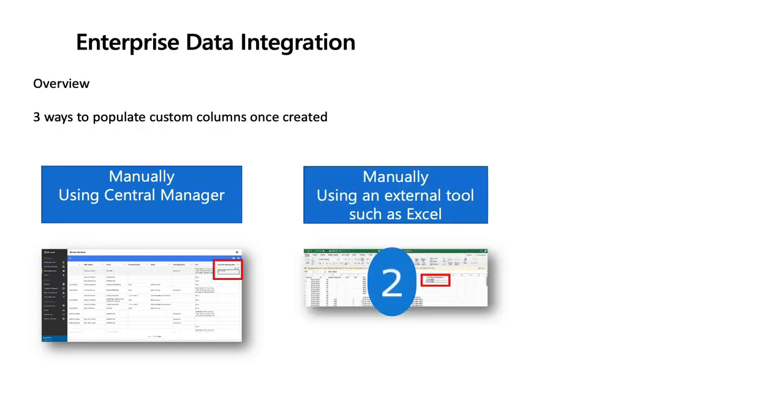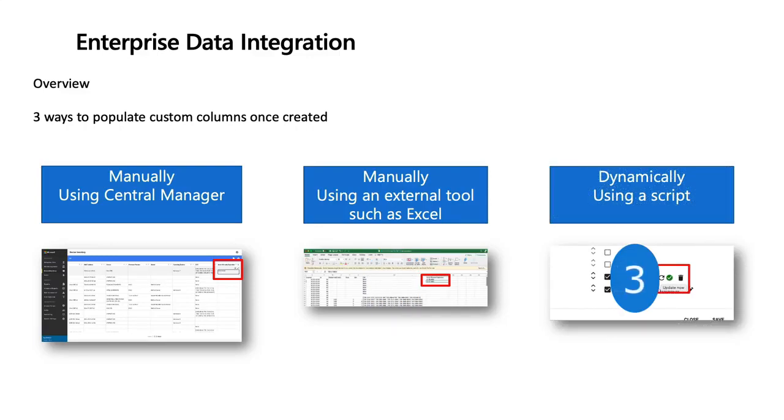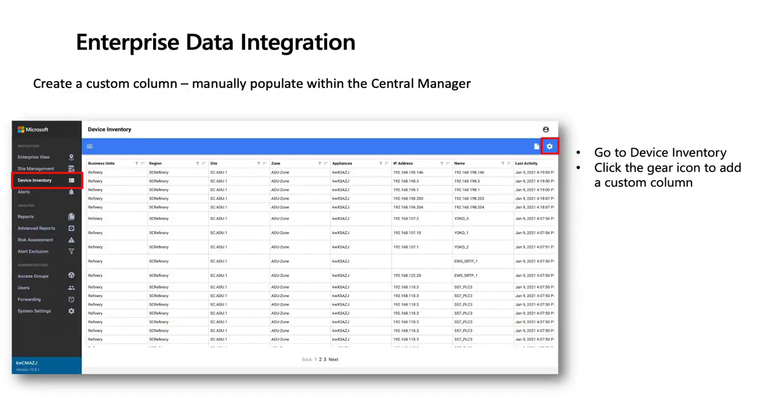Another option is to export the asset inventory data and then edit it in another tool such as Excel and then re-import it. Sometimes you can use the formulas and copy and paste in Excel. It might be a little faster. And then the third way would be dynamically using a script. If possible, obviously this is the preferred way. It's automatic and then refreshes periodically. So once you set it, you can pretty much forget about it.